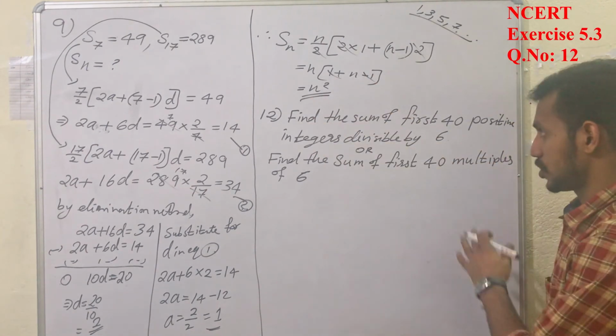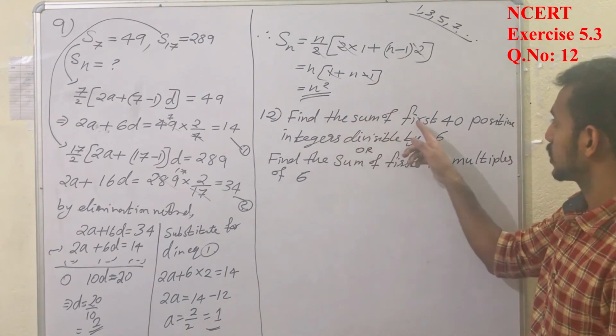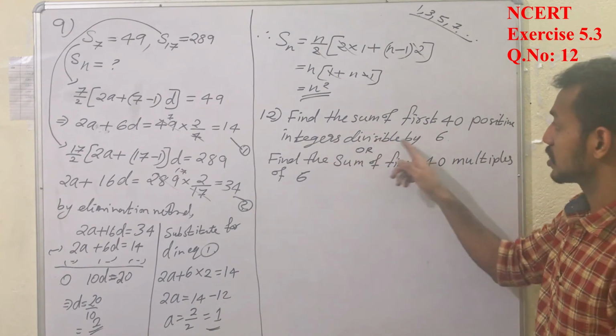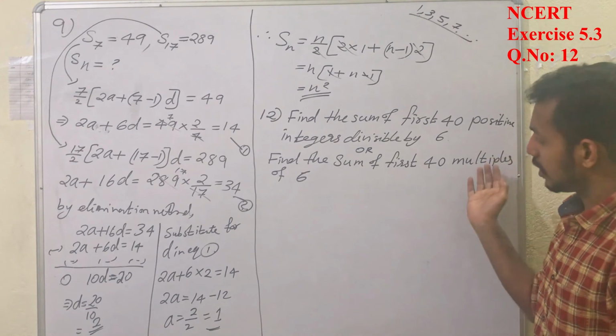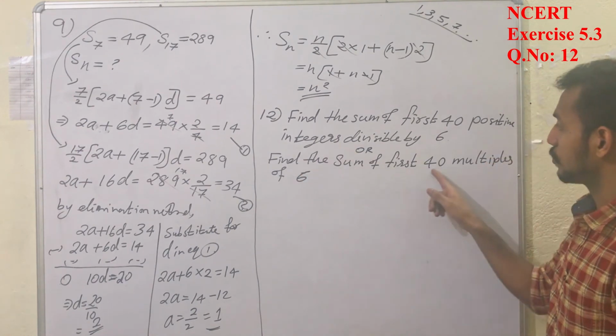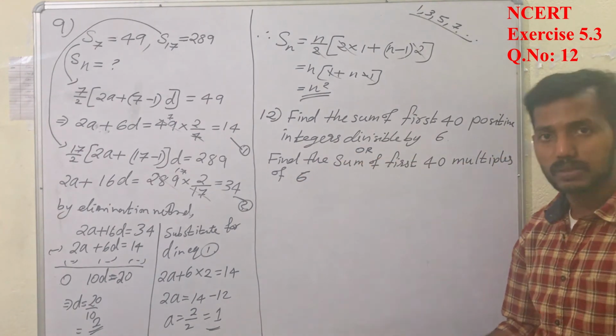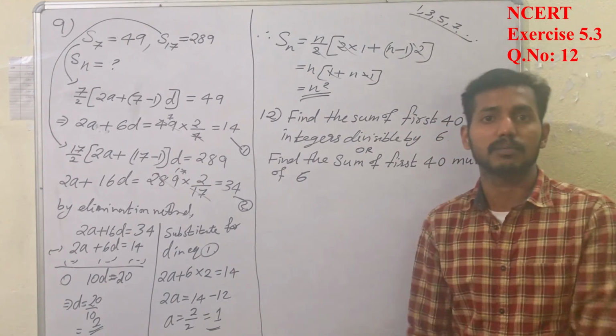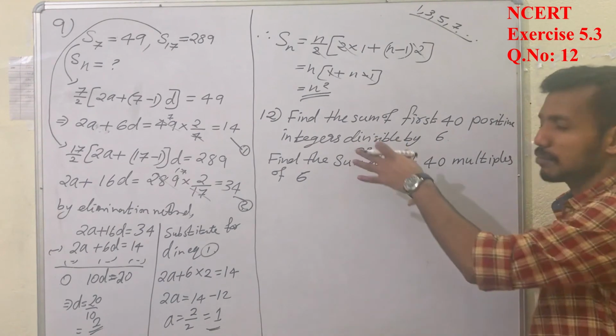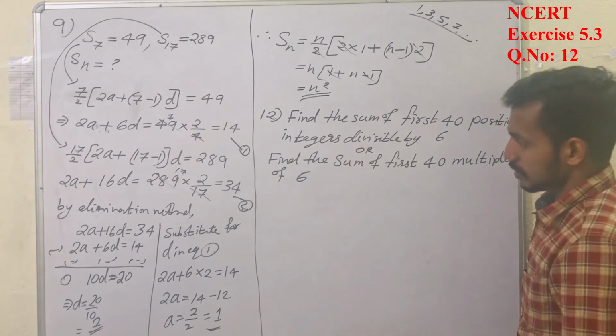Next I am going to take question number 12. It's a very important question. Find the sum of first 40 positive integers divisible by 6. Or this question can be asked in a way, find the sum of first 40 multiples of 6. Both are same. Those numbers divisible by 6 means these are the multiples of 6. Clear? This is a very important question you need to understand.